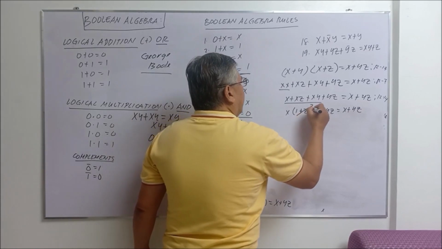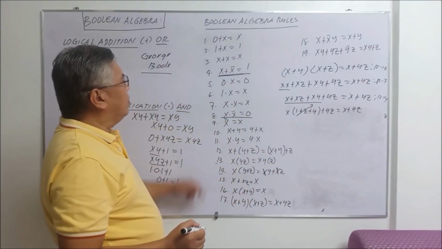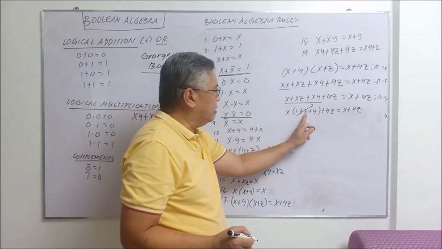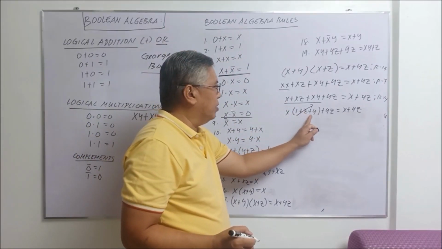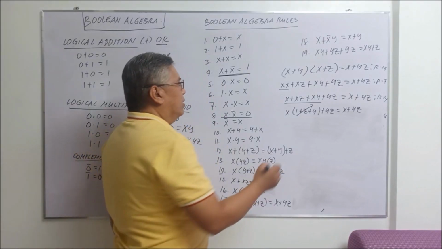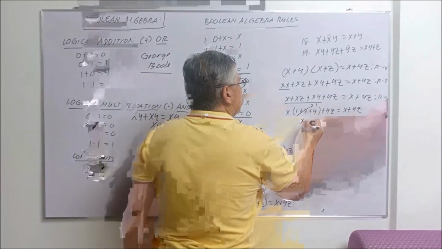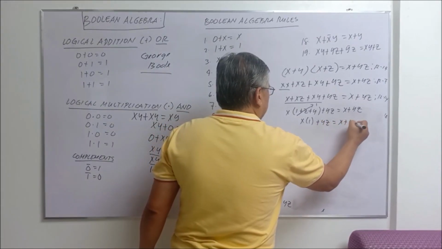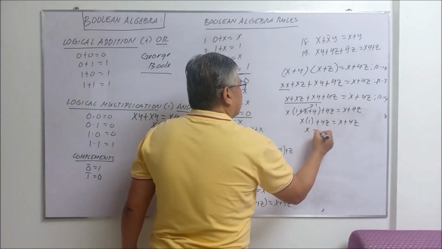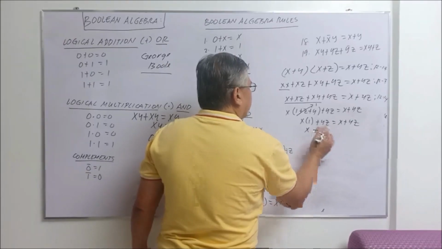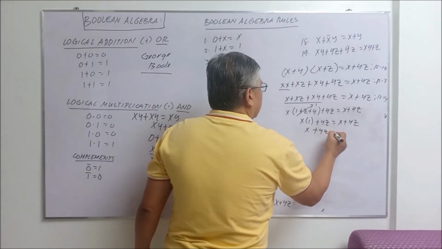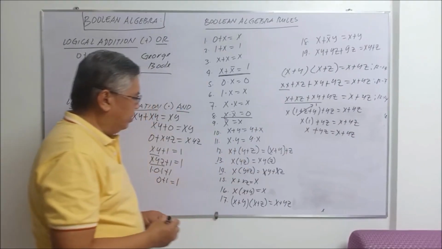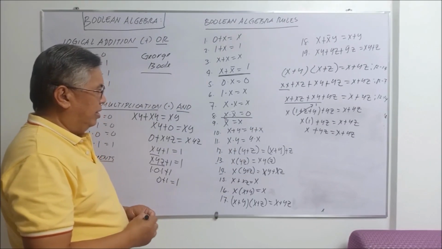Again, any variable or variables added to 1 is equal to 1. Because 1 plus z is equal to 1. 1 plus y is also equal to 1. Right? So x times 1 plus yz is equal to x plus yz, or x is equal to x plus yz. That is rule number 17.